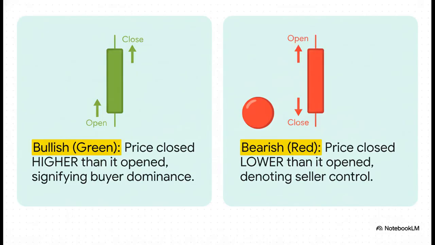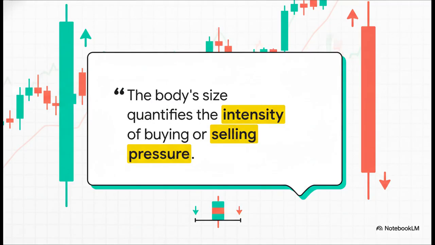And here's the best part. The color coding is super simple. If the candle is green, we call that bullish. It means the price closed higher than it opened. The buyers were in control. If it's red, it's bearish. The price closed lower, meaning the sellers won that round. Easy, right?